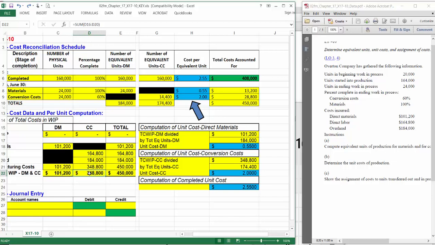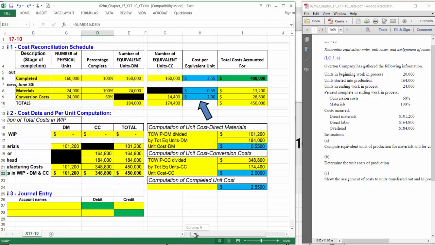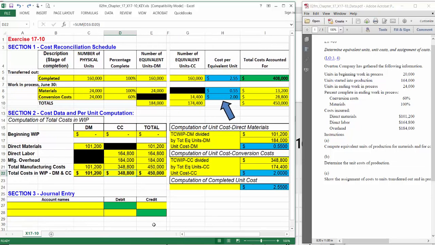Now all I have to do is make the journal entry to transfer these costs from work in process, where I'm dealing with them, to finished goods inventory. And that's simply a matter of debiting the new account and crediting the old account, the new account being finished goods inventory and the old account being work in process inventory.